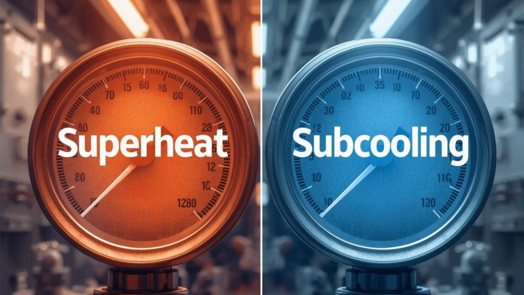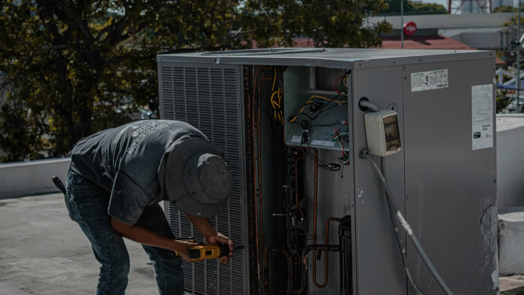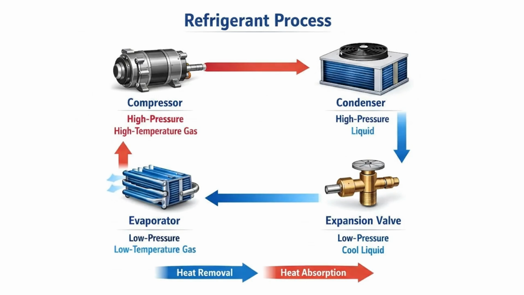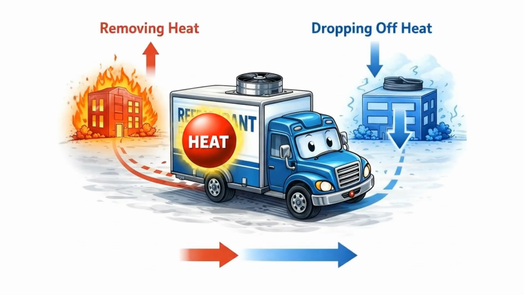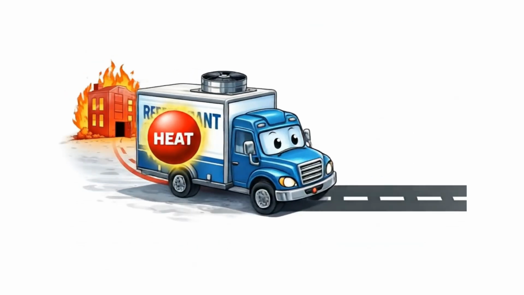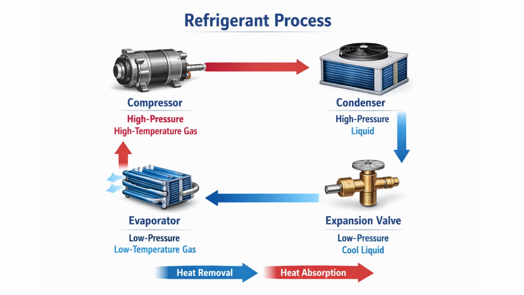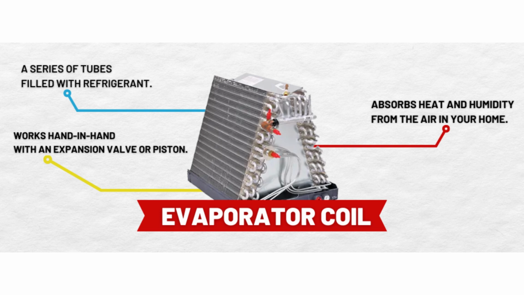Before we dive into the maths, let's look at our foundation: how refrigerant works. Think of refrigerant as a specialized delivery vehicle. Its only job is to pick up heat in one place and drop it off in another place. It does this by constantly changing states, and this is what is done in the evaporator coil. Inside the evaporator coil, the refrigerant is cooled and enters as a liquid vapor mix.